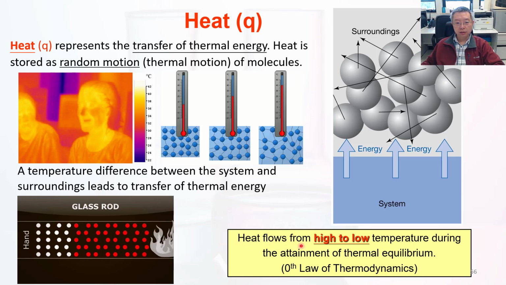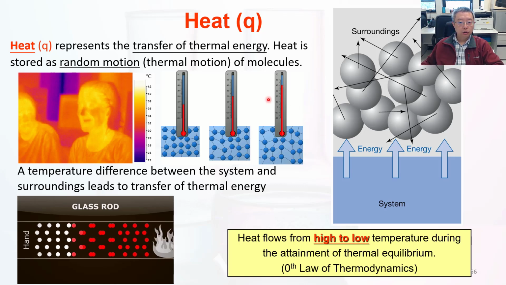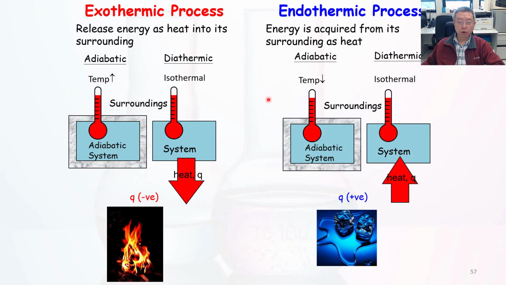Heat flow is always from high to low temperature, so we never see it going backwards, which is during the attainment of thermal equilibrium. So it's flowing in one direction. There are two possible processes involved in heat transfer. The first one is heat flowing from the system to the external surroundings. This is called the exothermic process. If the heat is going inside the system, it's an endothermic process. So one releases energy as heat to the surroundings, compared with acquiring energy as heat.